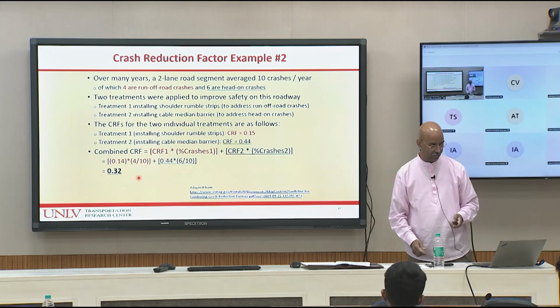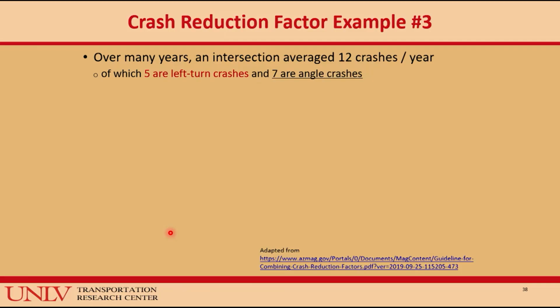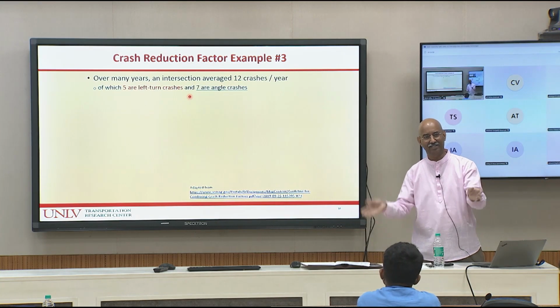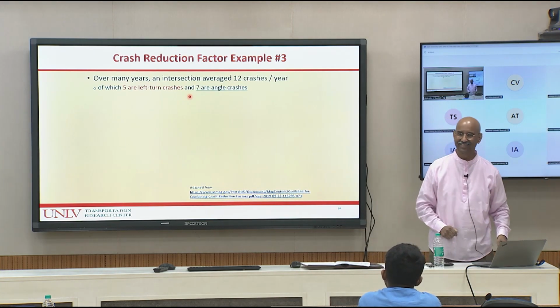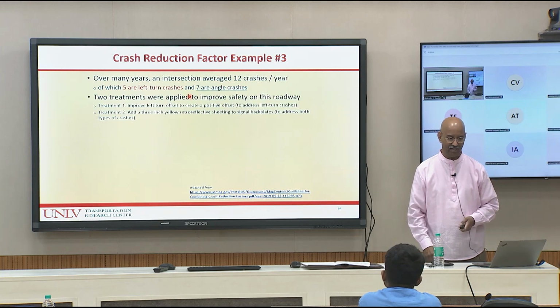Okay, I've got 2-3 minutes. Let me give one more example. Here is a situation where we have 12 crashes at an intersection. 5 are left turn crashes and 7 are angle crashes. Again, I'm using different colored fonts to help you track. For us, left turn in the US is the same as right turn here, okay, because we drive, as far as people in India are concerned, on the wrong side of the road. So 5 left turn crashes and 7 right angle crashes.